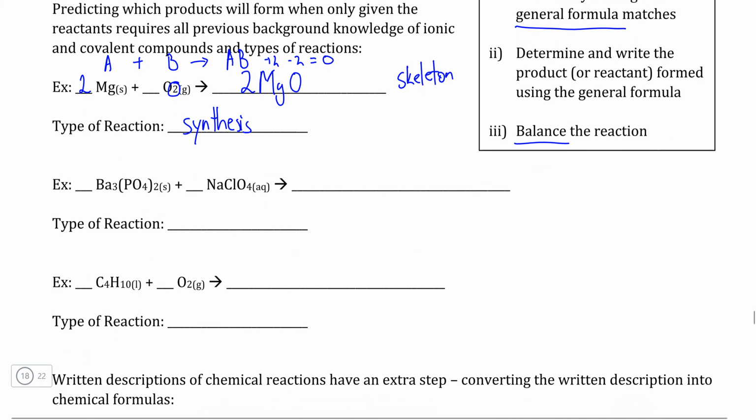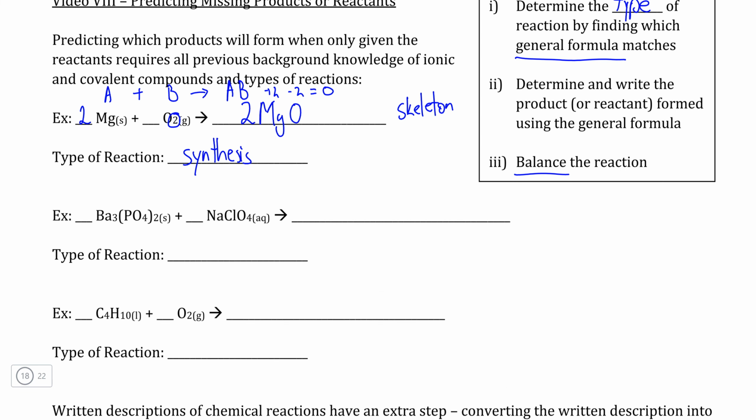Now, for our next two examples, even though the chemical reactions are more complicated, we solve them in exactly the same way. So if we take a look at our second example here, we see that there are two ionic compounds, barium phosphate and sodium perchlorate, which we can designate as AB and CD.